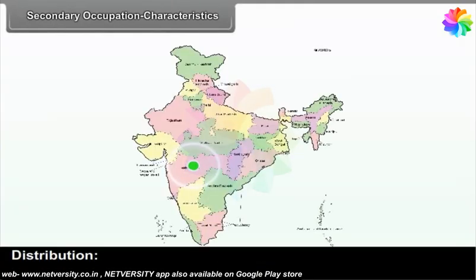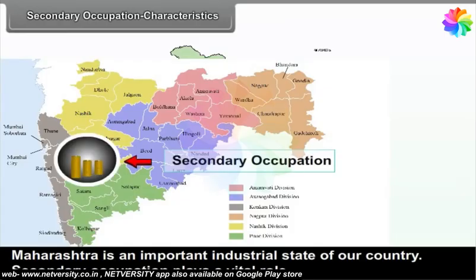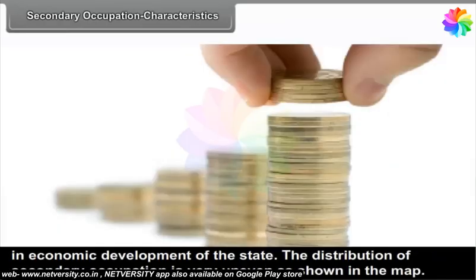Distribution. Maharashtra is an important industrial state of our country. Secondary occupation plays a vital role in economic development of the state. The distribution of secondary occupation is very uneven as shown in the map.